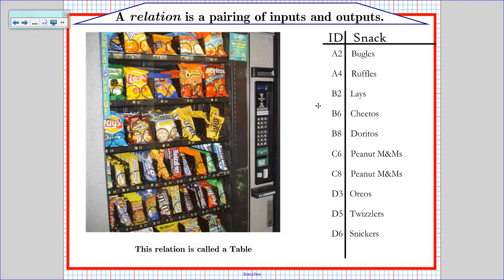Now, we can organize relations and functions using tables, which you're used to seeing. Instead of x and y, though, this one has an input of an ID number and the output of a specific snack.